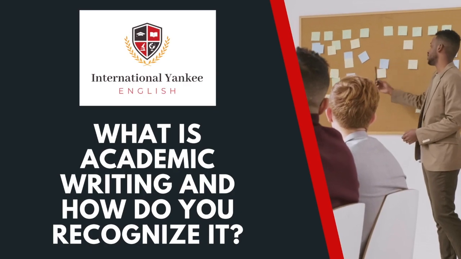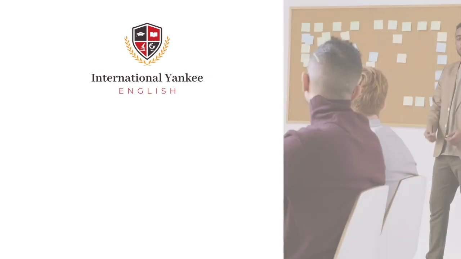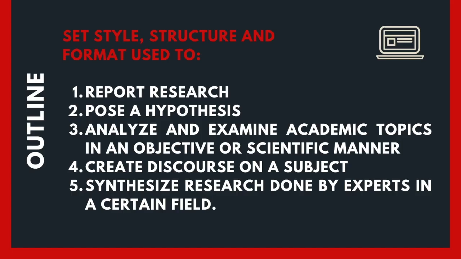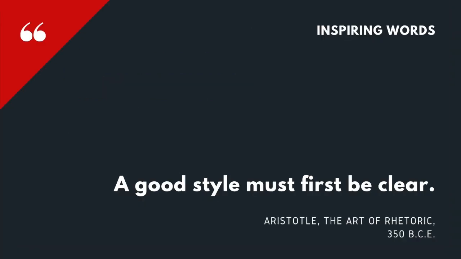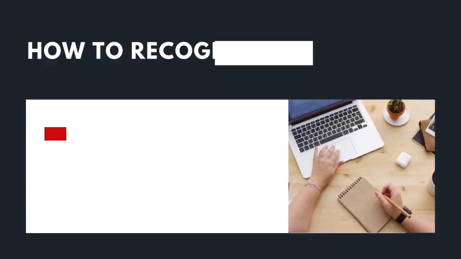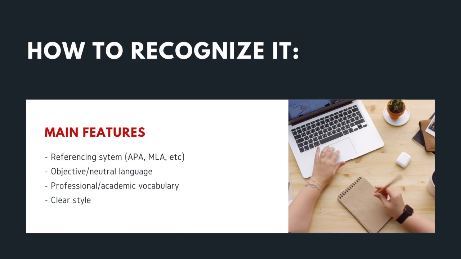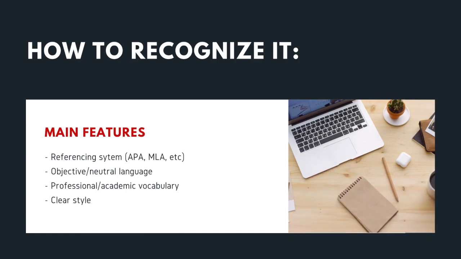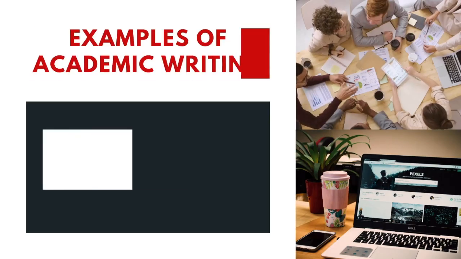What is academic writing and how do you recognize it? Here are some examples of academic writing. These are not all of the examples of academic writing, but some. Academic writing makes use of a clear referencing system, neutral language, professional and/or academic vocabulary, and a clear style.